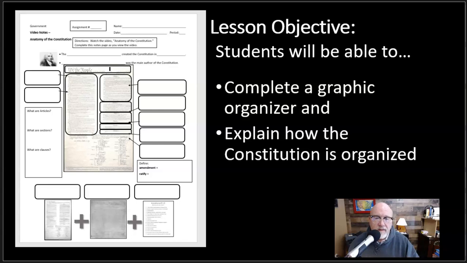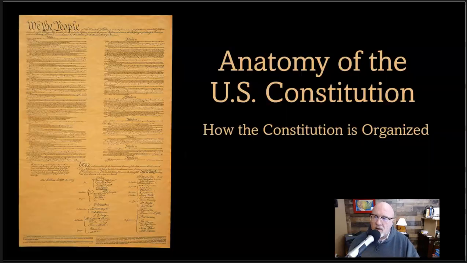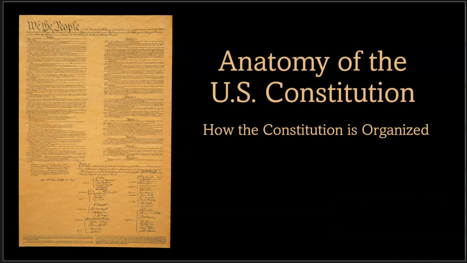The lesson objective is to complete the graphic organizer and then to be able to explain how the Constitution is organized. So after you complete this video lesson and study it, you should be able to describe how the Constitution is organized into the preamble and the 7 articles. All right, let's get started with the anatomy of the U.S. Constitution. And let's start with a little bit of review.